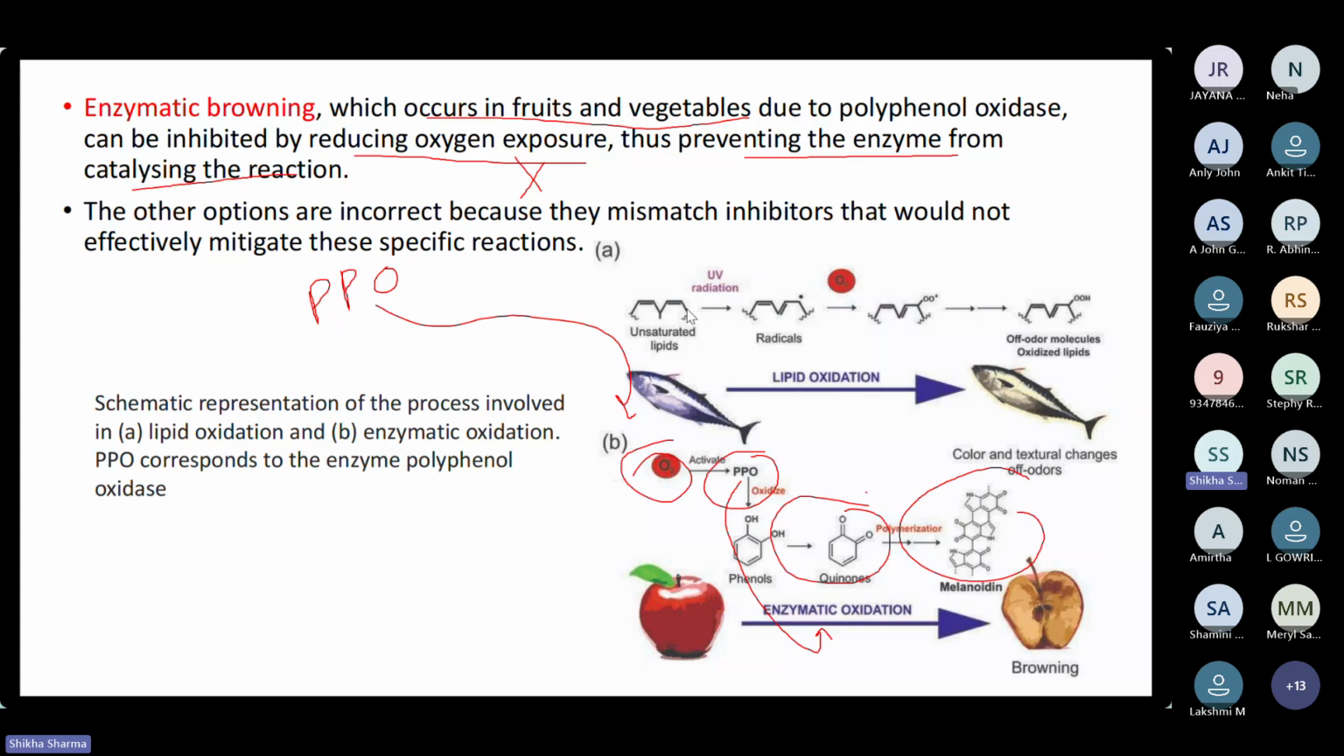Here, picture A is telling that the unsaturated lipids which are present in, for example, fish, under photo degradation conditions will form radicals. Those radicals will propagate, and finally the reaction will take place and form some kind of rancid flavors or flavor compounds. So this is the lipid oxidation reaction. And second is the one we discussed already, the enzymatic browning reaction, which needs oxygen to carry out.